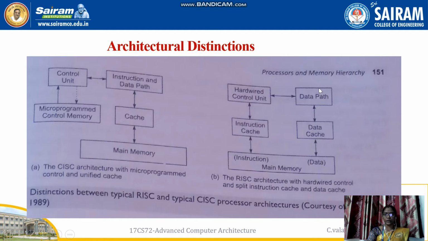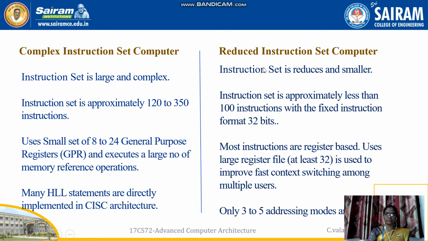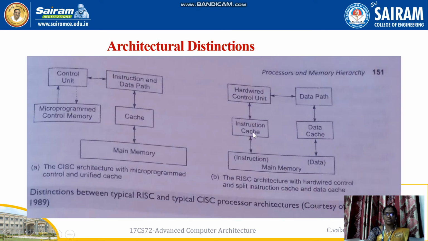But in the reduced RISC architecture, you can have separate caches for processing instructions and data. Here in the right-hand side diagram, you can see the RISC architecture with hardwired control and split instruction cache and data cache. You have one cache for processing instructions and another for processing data.